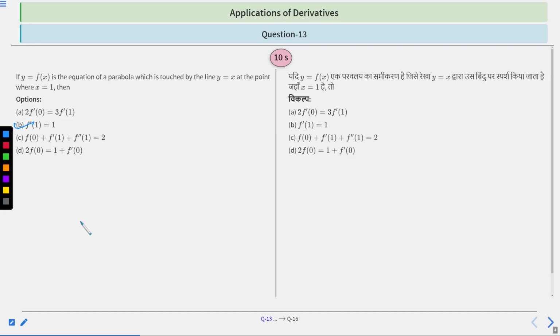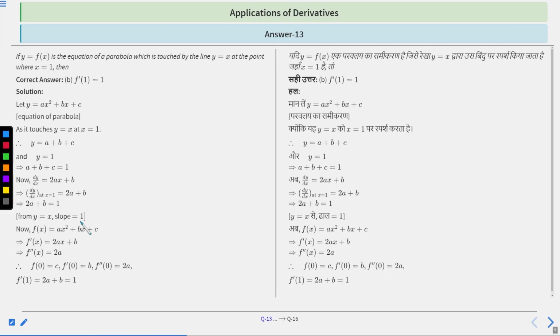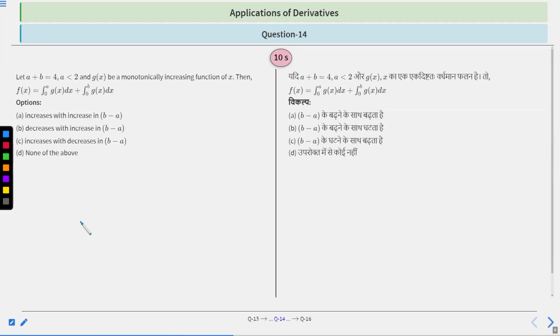Okay, let's move to the next question. Question number 14, which says, let a plus b equal to 4 and a less than 2 and g(x) be a monotonically increasing function of x, then f(x) is equal to integration of 0 to a g(x) dx plus integration of 0 to b g(x) dx. Then which option is correct?